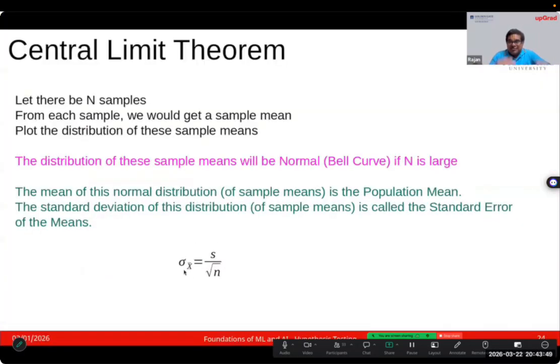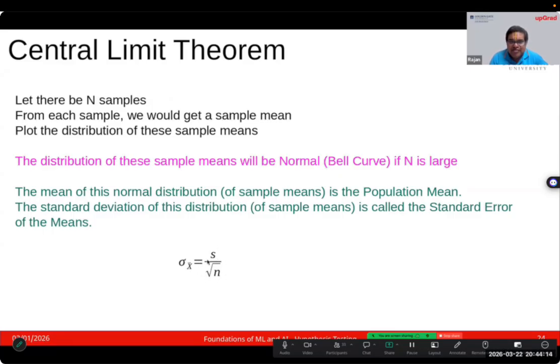The standard deviation of this sample distribution is called the standard error of the means. That's denoted by the symbol sigma x bar. I put the subscript x bar here because it is the standard deviation of the means. So the standard error is equal to s over square root of n.